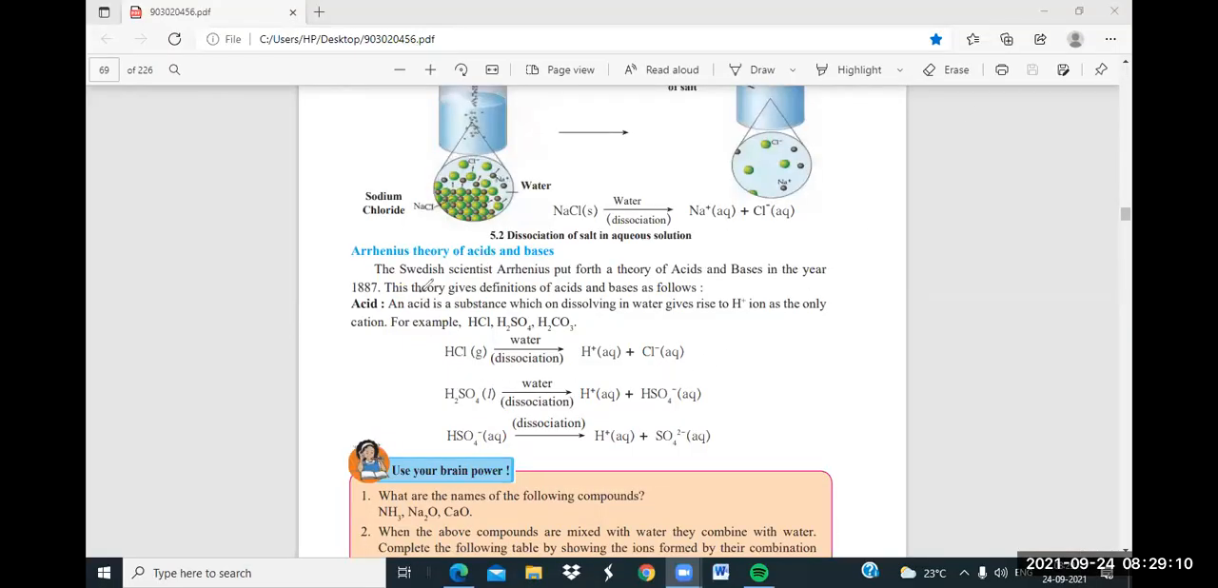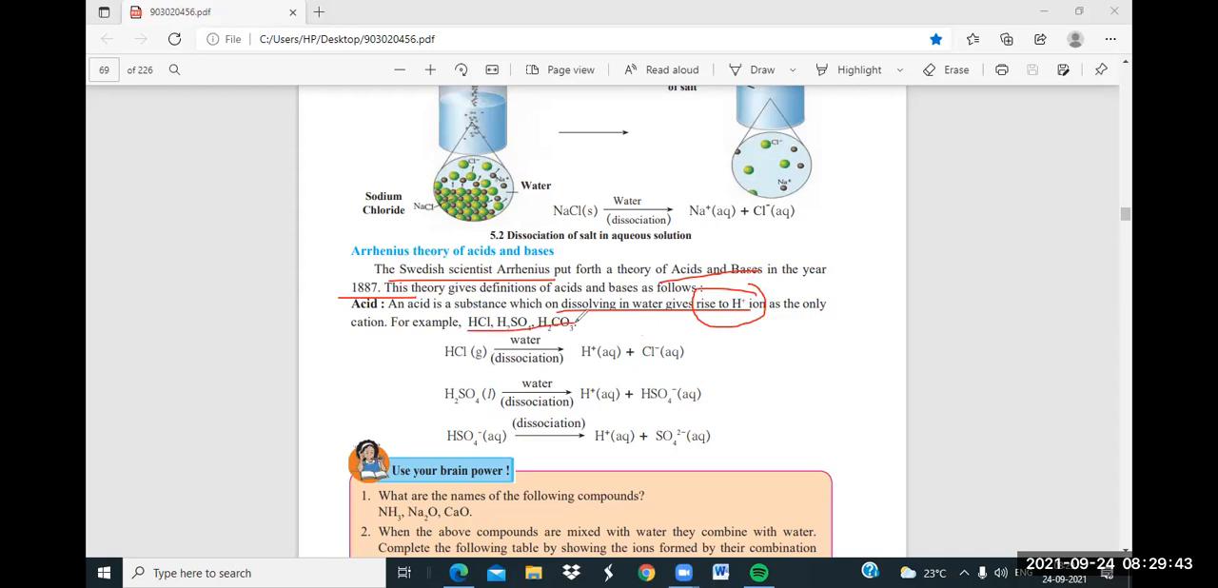Arrhenius was a Swedish scientist, and he gave a theory about acids and bases in 1887. In this theory, he said that an acid is a substance which, on dissolving in water, gives rise to H plus ions, only the cation. He made the assumption that when acids dissolve in water, they give only H plus ions, and the substance which dissolves in water and gives H plus ions is called an acid.